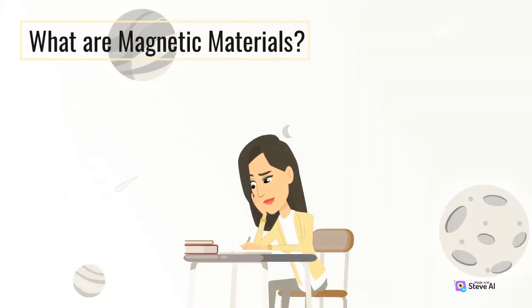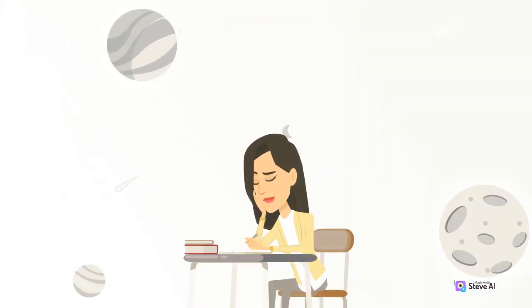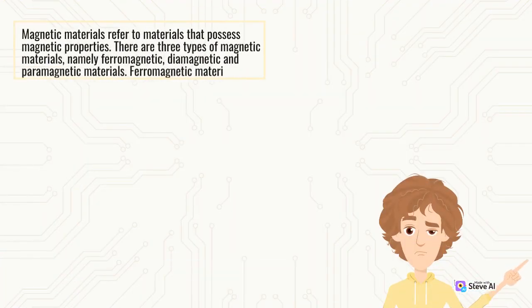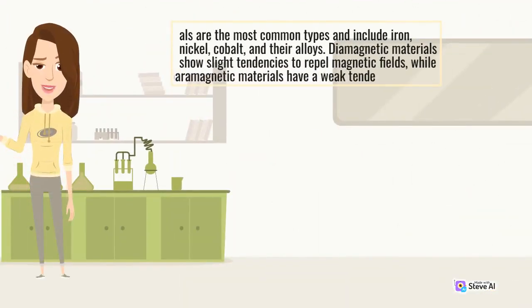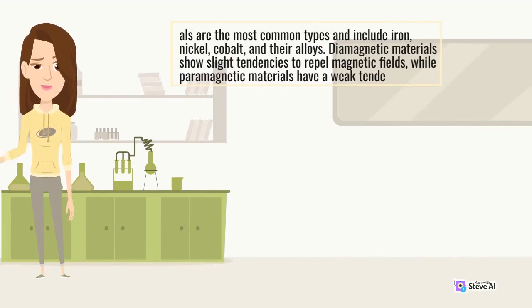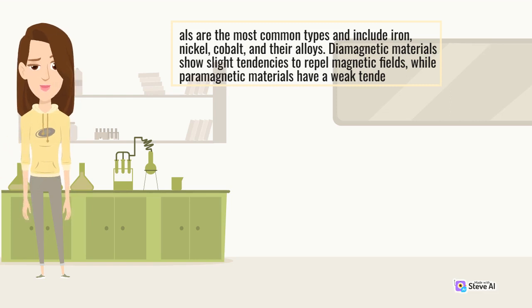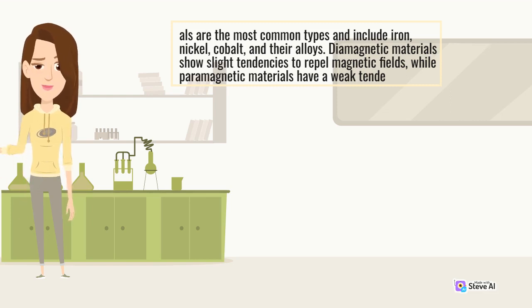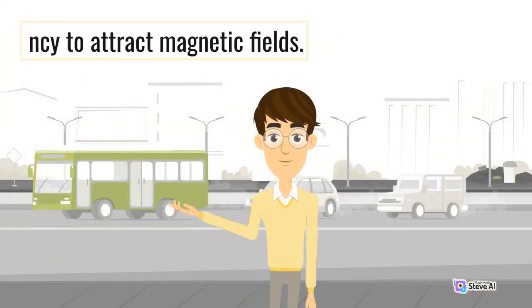What are magnetic materials? Magnetic materials refer to materials that possess magnetic properties. There are three types of magnetic materials, namely ferromagnetic, diamagnetic, and paramagnetic materials. Ferromagnetic materials are the most common types and include iron, nickel, cobalt, and their alloys. Diamagnetic materials show slight tendencies to repel magnetic fields, while paramagnetic materials have a weak tendency to attract magnetic fields.